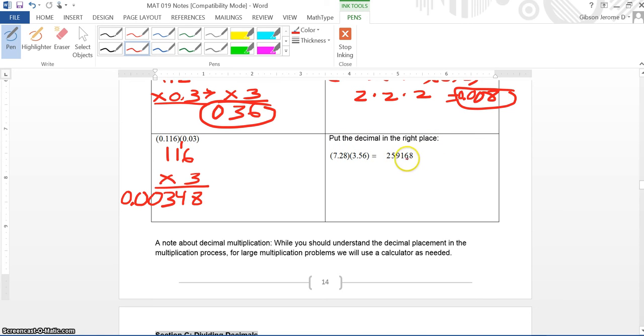Now we come here, it says put the decimal in the right place. Now these digits are correct, so all we have to do is put the decimal in the right place. We have 2 digits here, 2 digits here, so that'll be a total of 4 digits we need behind the decimal. So it'll be 25.91668. So that will be our final answer.